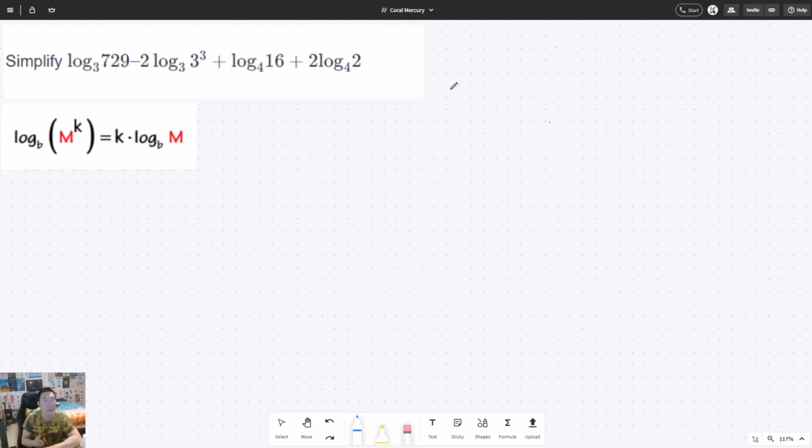In this video, we're going to go over how to use the power rule in logarithms. It's very simple. It's basically if there's log base b of m to the power of k, we can move the power value of k into the front of the log, and it becomes k times log to the base b of m.